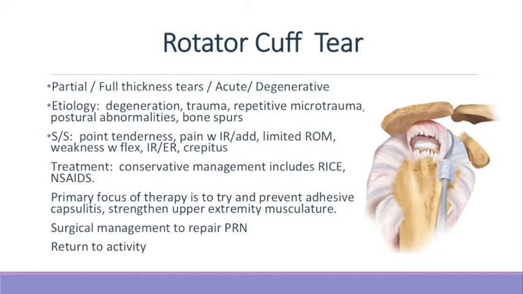Symptoms. These patients will have pain at rest and at night, particularly if lying on the affected shoulder. There will be pain when lifting the arm or with specific movements. Weakness can also be present when lifting or rotating the arm. Crepitus, that sensation, will move into the shoulder in certain positions.